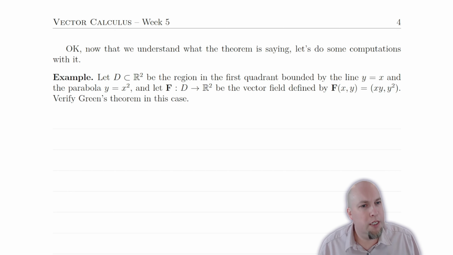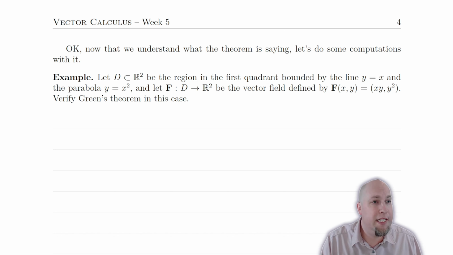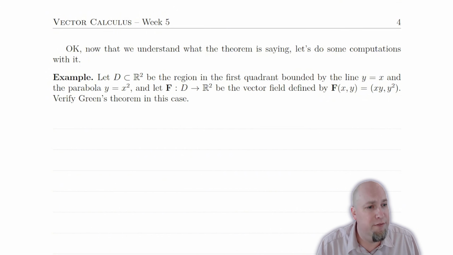It's in the first quadrant. It's bounded by the line y equals x and the parabola y equals x squared. And what we're going to do is verify Green's theorem for a particular choice of vector field over this region. Our vector field is F of x, y equals (xy, y squared).